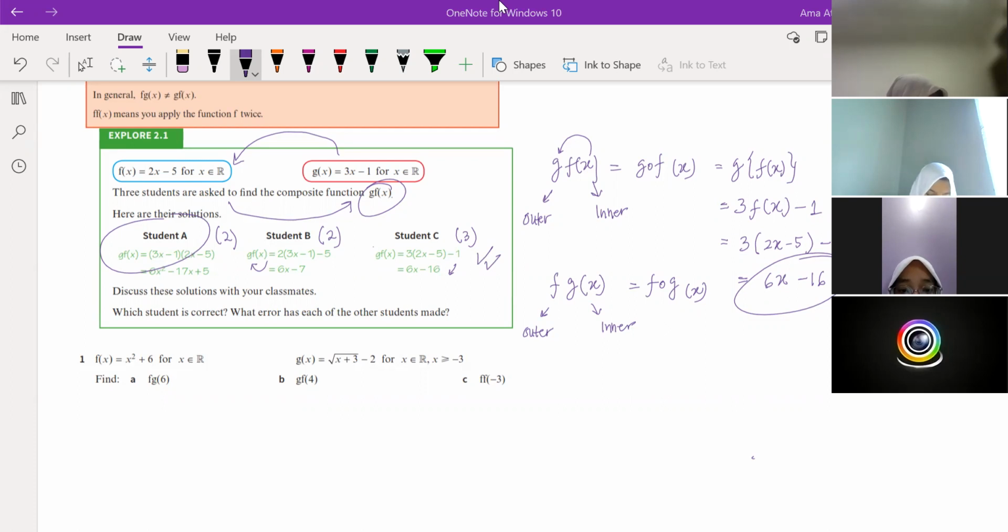Right, students, I will give you one more example. This is from the textbook. Exercise 2.